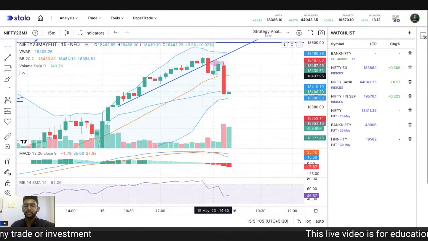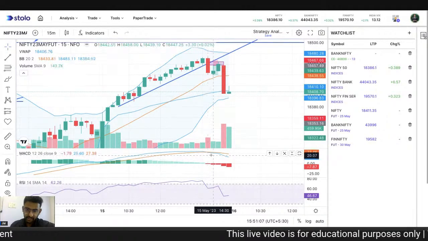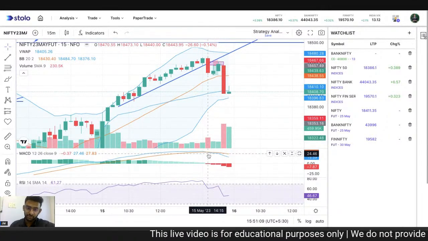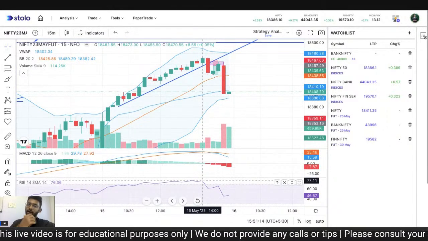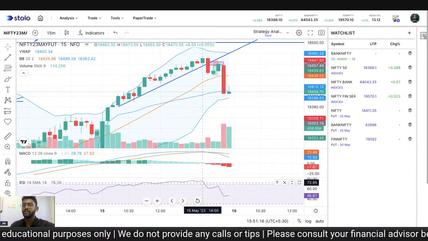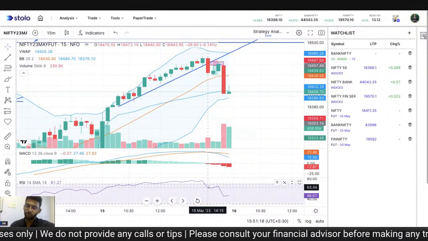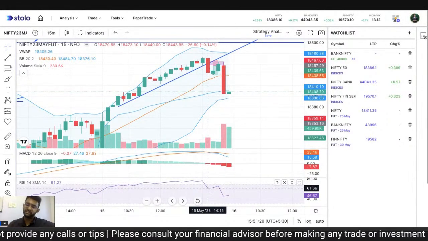And that was not the only confirmation. We can see here in MACD, the blue line was breaking the red line, and you see here RSI was also saying that it was at a very overbought position, and it was coming down to its mid-range levels, right?